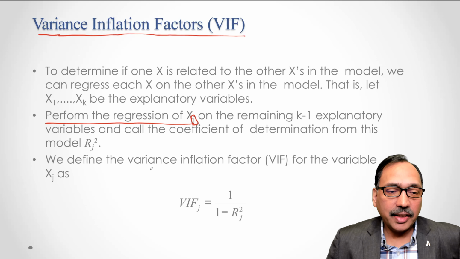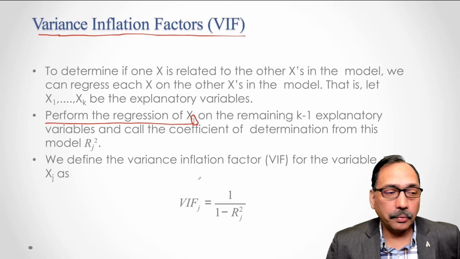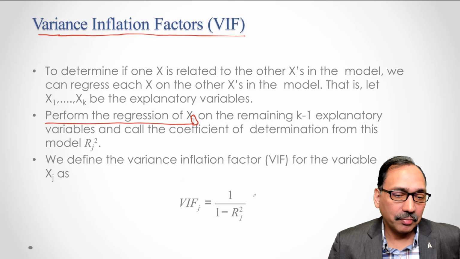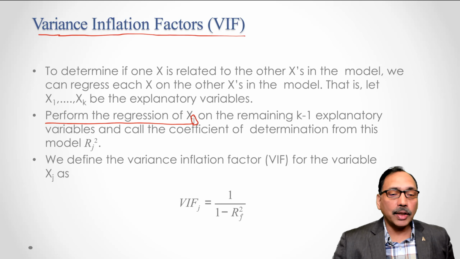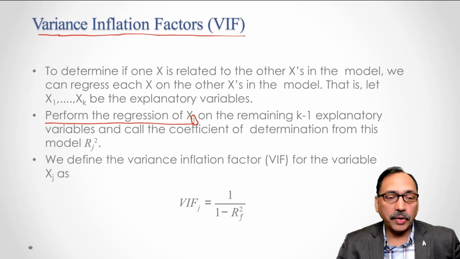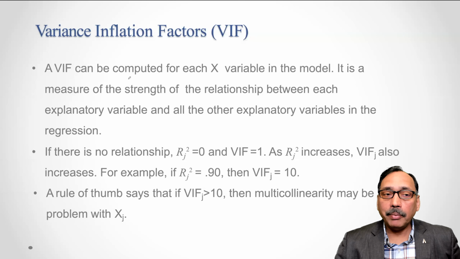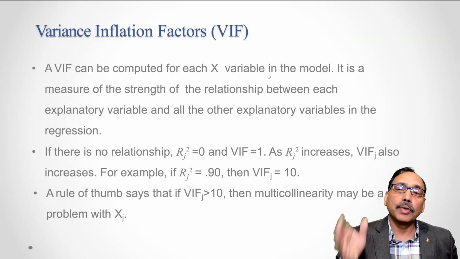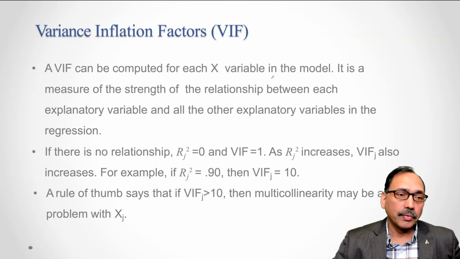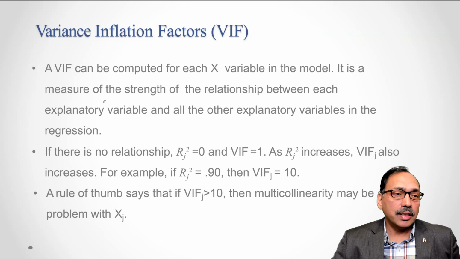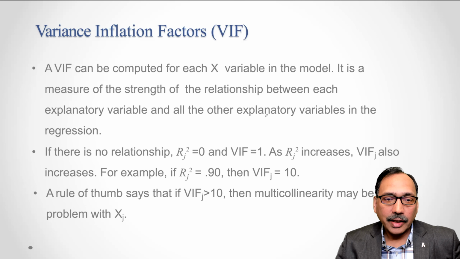And we define the variance inflation factor, VIF, for variable xj as 1 divided by 1 minus rj square. So that's the formula for the variance inflation factor. A VIF can be computed for each x variable, so you can do it for the first one, second one, third one, and so on. It is the measure of strength of relation between each explanatory variable and all other explanatory variables.